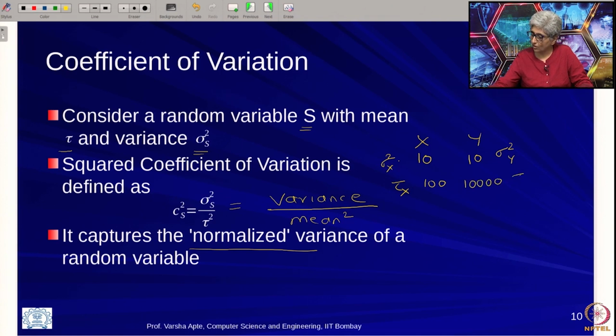Okay. So, tau y is 10,000. If you look at these numbers, I would like to ask you which of these random variables feels more variable to you, which is inherently more variable, x versus y. Okay. So, x is showing a variance of 10 on a mean of 100, whereas y is showing a variance of 10 on a mean of 10,000.